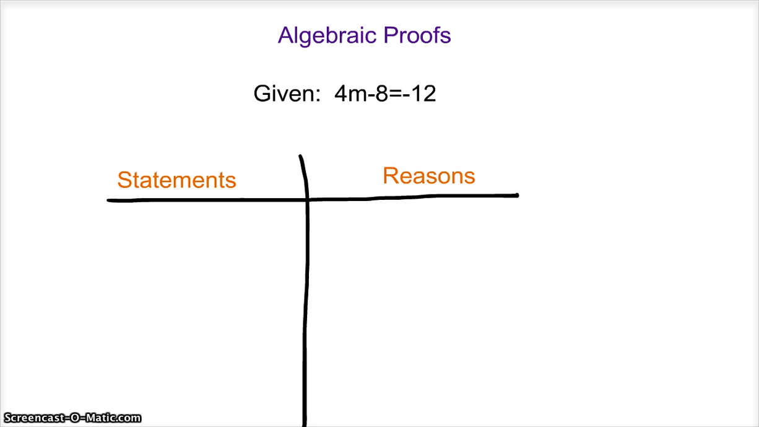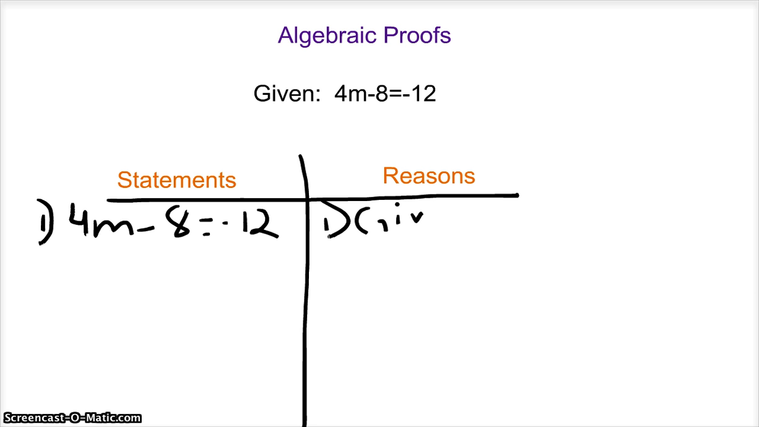Alright, so it says, given 4m minus 8 equals negative 12. So, what I want you to solve for is for m, but I want you to explain your steps as you go. So, 1 usually is always your given, so 4m minus 8 equals negative 12. And my reason for writing that would be my given, okay? So then my next step would be my first step to solve my problem. And I'm going to show you 2 different ways. Some people don't show all of their work. So the first one I'm going to do is not showing all my work. The second example I'm going to do is showing every step, okay? Alright, so on this one I'm not going to show all my work.